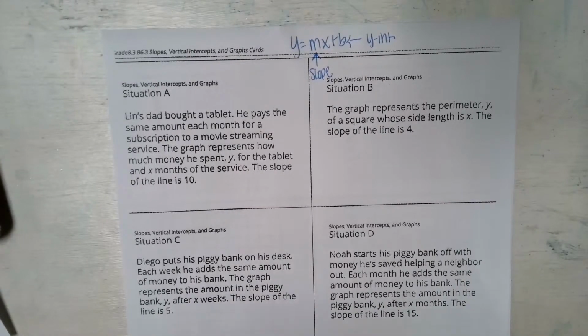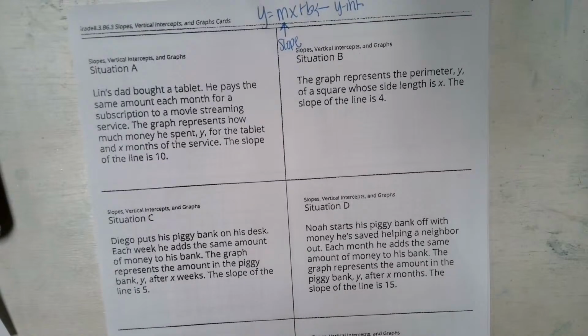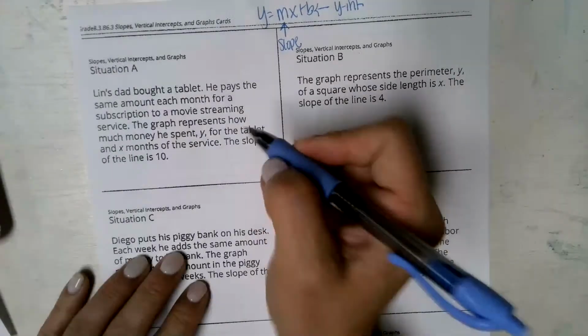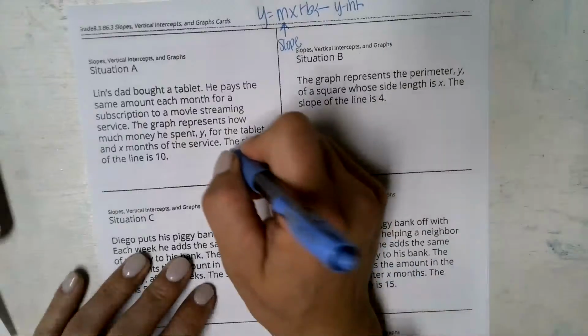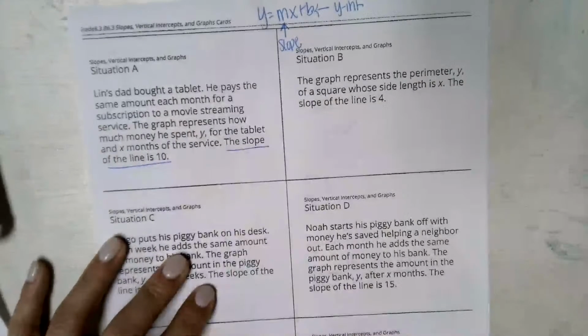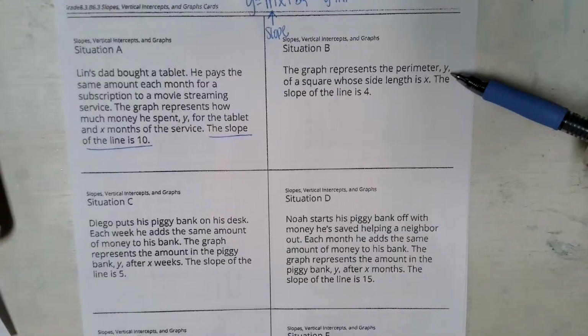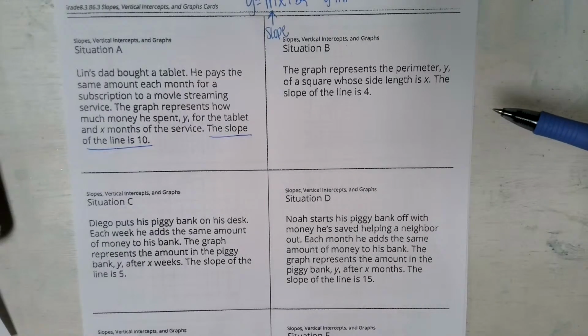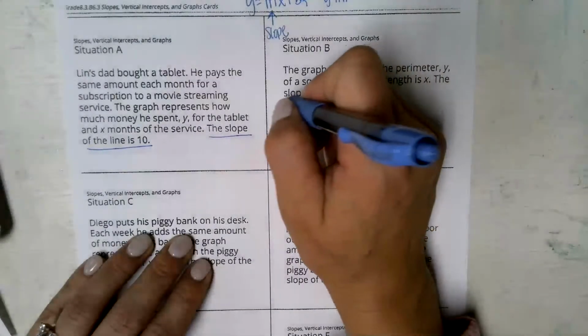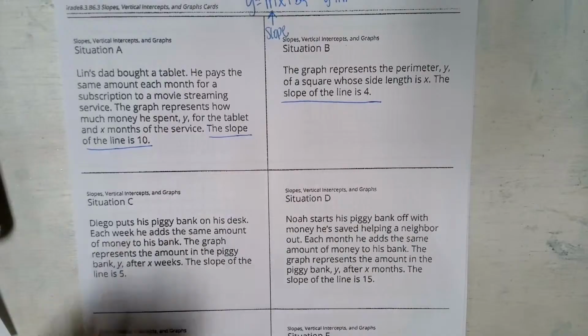It says Lynn's dad bought a tablet. He pays the same amount each month for a subscription to a movie streaming service. The graph represents how much money he spent Y for the tablet in X months of service. The slope of the line is 10. So the only number they give me in this situation is the slope. Situation B. The graph represents the perimeter Y of a square whose side length is X. The slope of the line is 4. So again, they give me the slope.